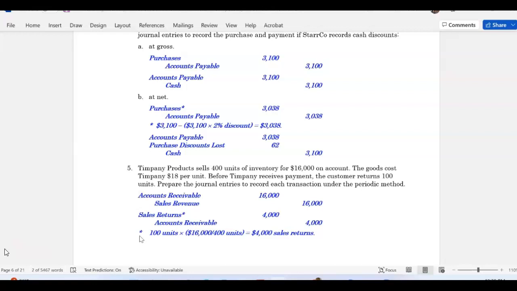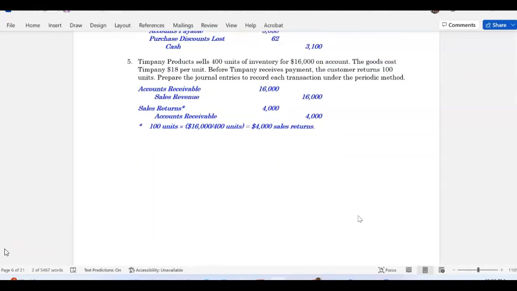So one more time, what is net sales? Net sales is sales minus sales returns minus sales allowance minus sales discount. That is your net sales that goes in the income statement. Okay, if we have no question, let's keep going.